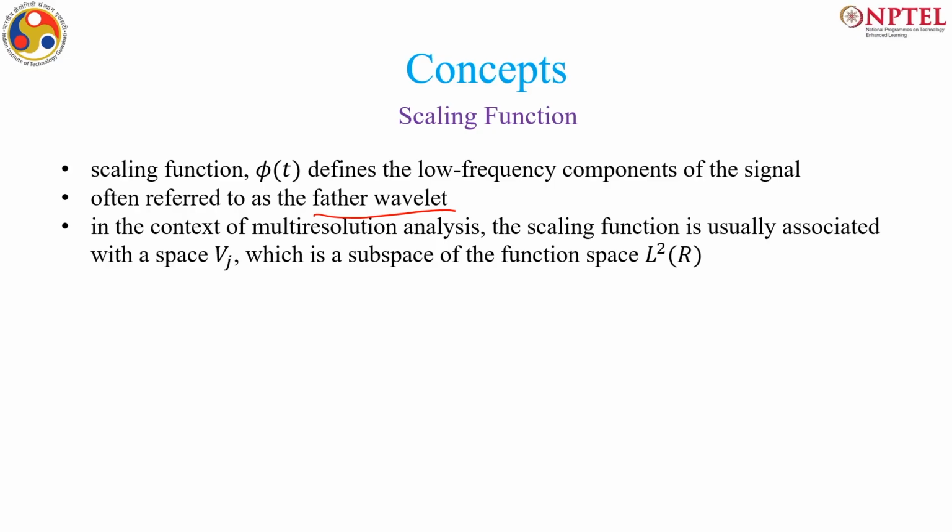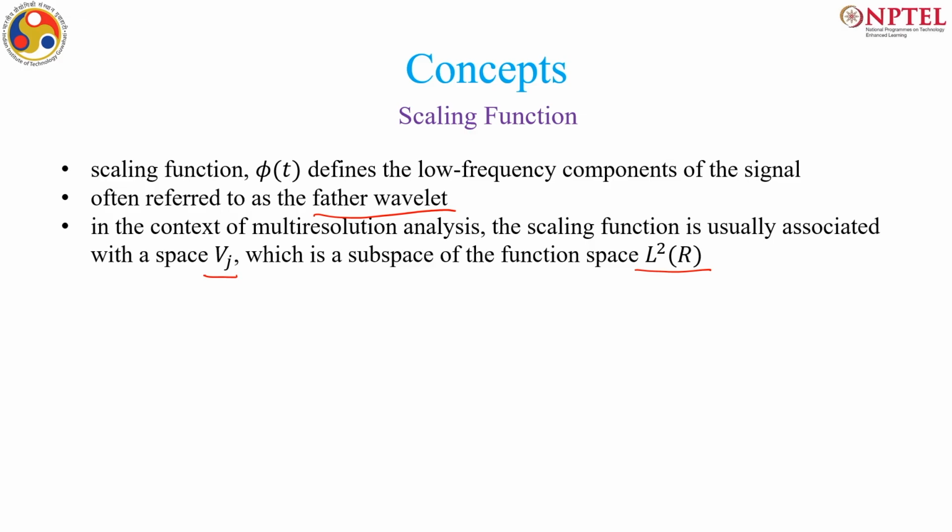So, in the context of multi-resolution analysis, scaling is associated with a space, and I call that space Vj, and this is basically a subspace of the function space L square R. What is L square R? L square R is the set of functions which are square integrable. So, what does this Vj mean? Vj is a space.